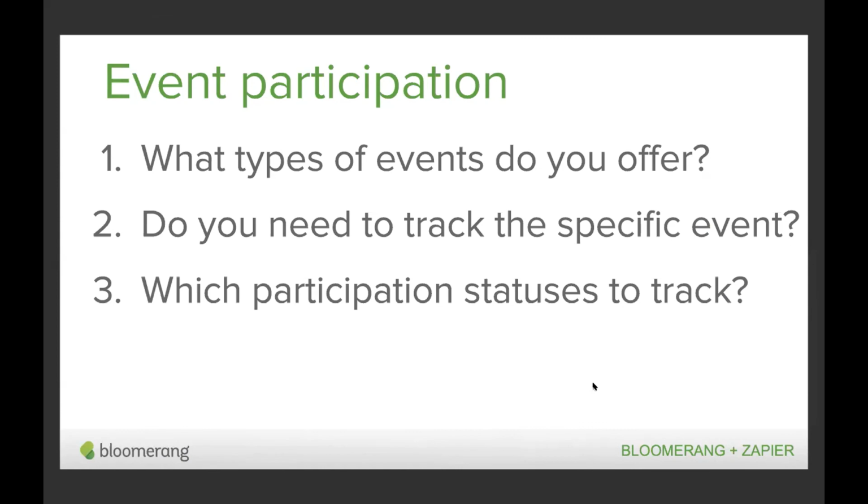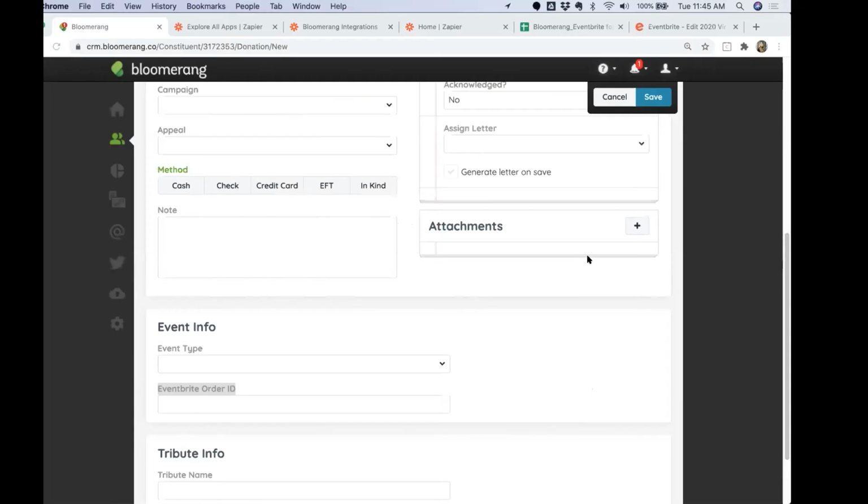You'll want to ask if you need to track the specific event that the constituent registered for or attended. And then you want to ask, do you want to track the actual participation status? So if it's a record indicating that the constituent was invited, that they were registered, they attended, or maybe even that they were a no-show. Now, all of these questions are answered using custom fields in Bloomerang. So let's hop back over to our sandbox.